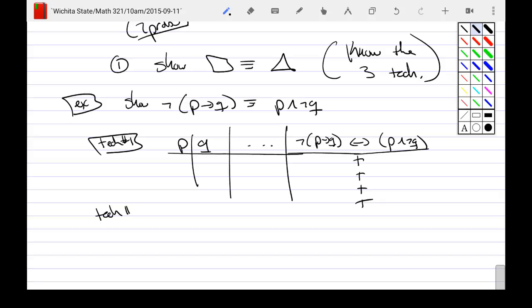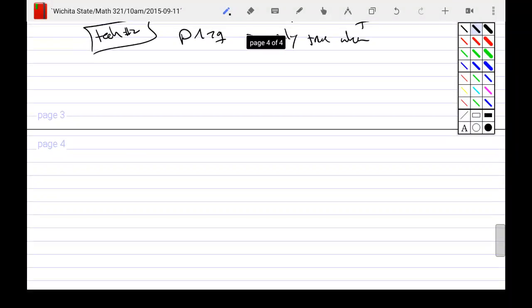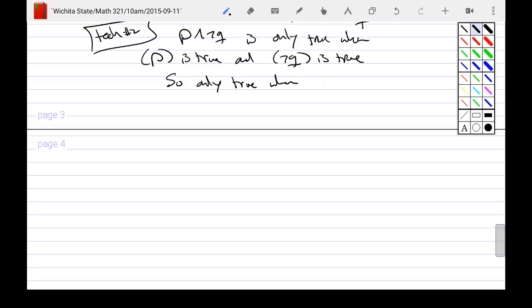On the other hand, technique number two would be an explanation. So you would sit there and say, okay, P and not Q is only true when what? When's the only time a conjunction is true? When the left is true and the right is true. So when P is true and not Q is true. But what does that tell you about P and Q then? So only true when P is true, Q is what? False. Everybody okay with that?